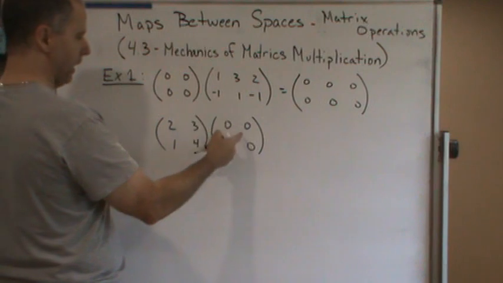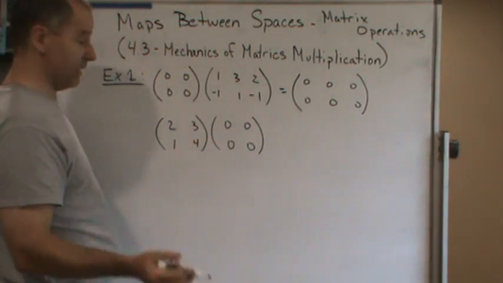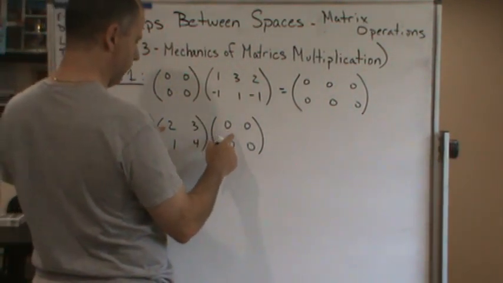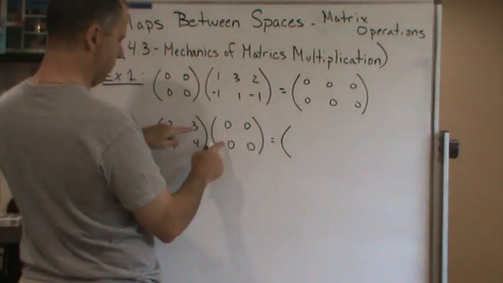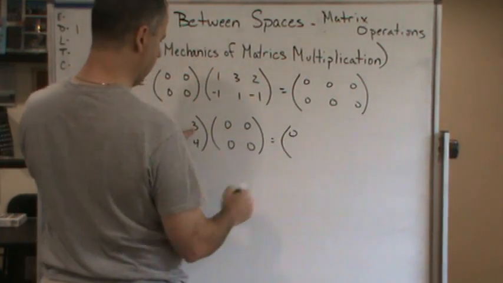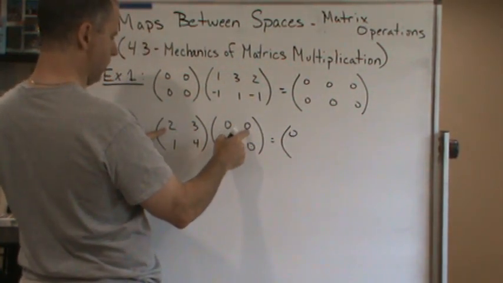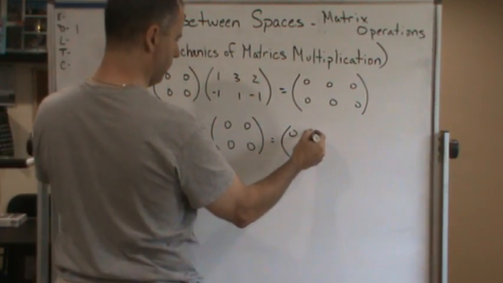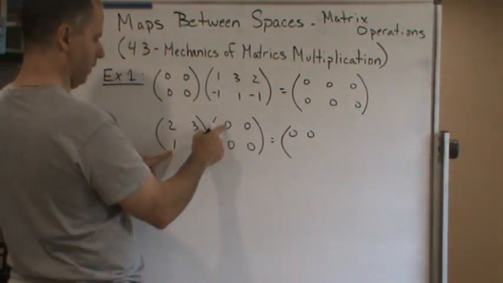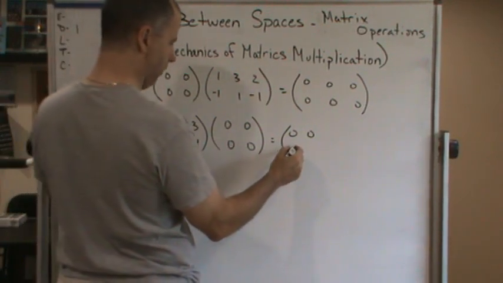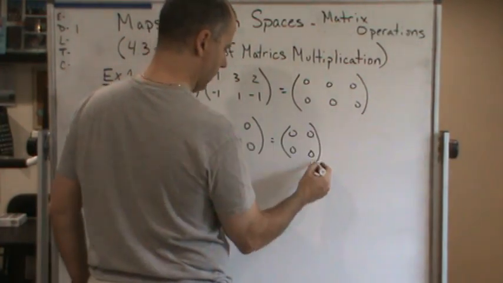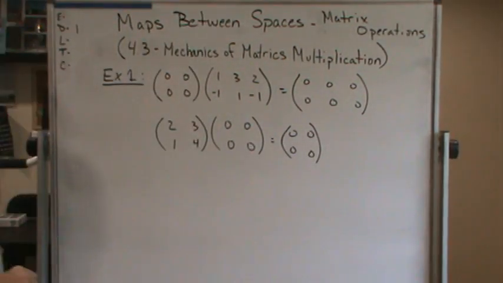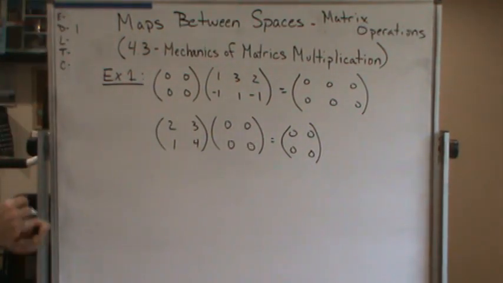Now what about this one? What if I multiply by the zero matrix on the right side? It's going to be the same, right? So here I get 2 times 0 plus 3 times 0, 0. 2 times 0, 3 times 0, 0. Now I'm going to the second row. 1 times 0, 4 times 0. 1 times 0, 4 times 0. And so I end up with another zero matrix. Notice that this is a 2 by 2 matrix. Okay, so that's the easiest one to multiply by.